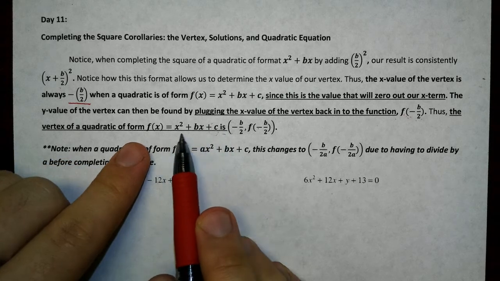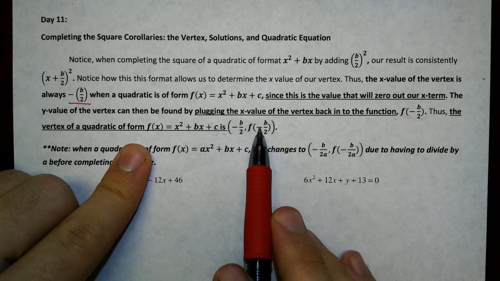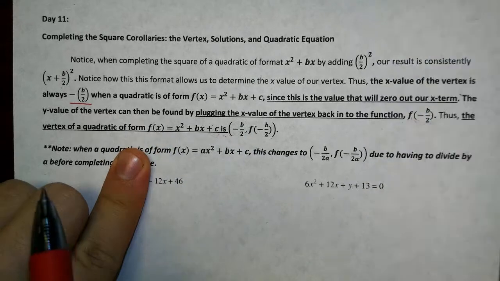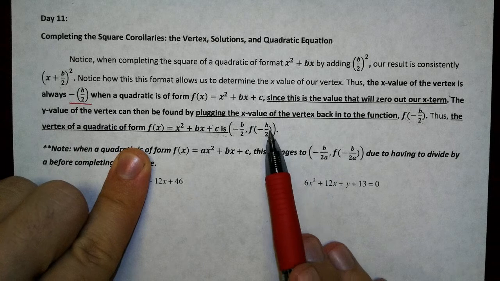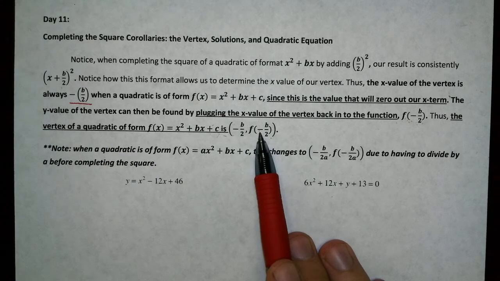Our vertex, when we're in this form, is negative b divided by 2, quantity f of negative b divided by 2, right? This negative b divided by 2, which zeroes out our x, and then that quantity plugged back into our function. Right? And this is going to give us our vertex.